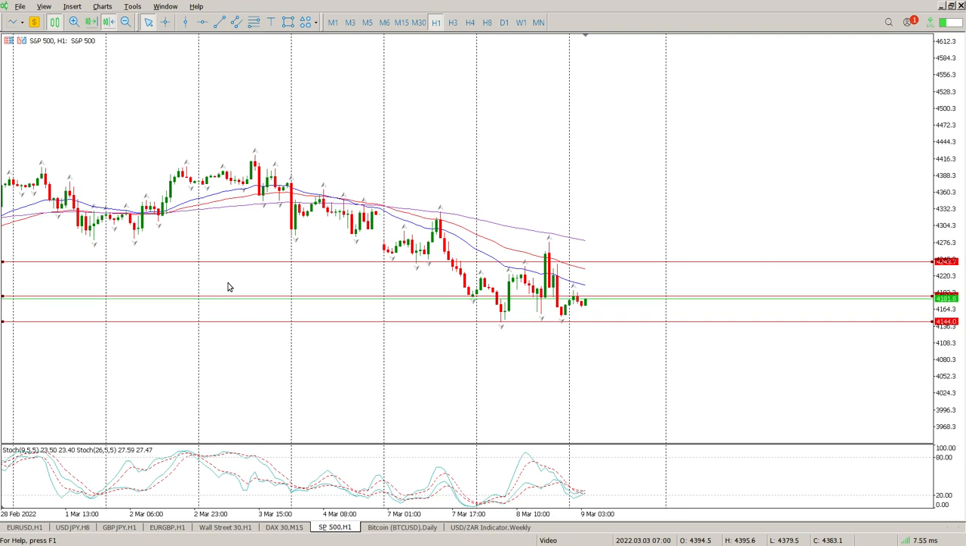So for me, this is a sit on hands. It's been a sit on hands week, and it's probably going to be a sit on hands week until Friday, to be honest. Don't think I'll be taking many bets based on what I can see at the moment.